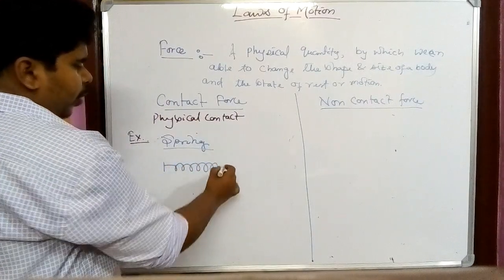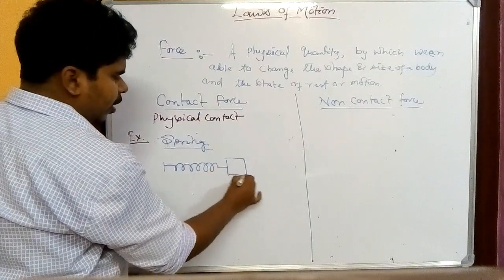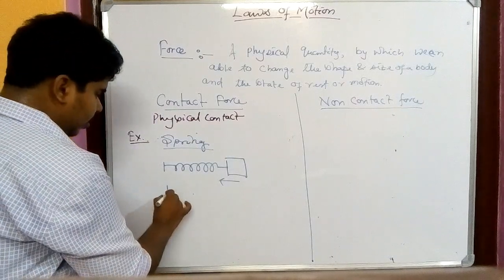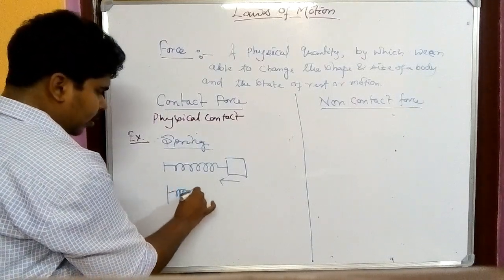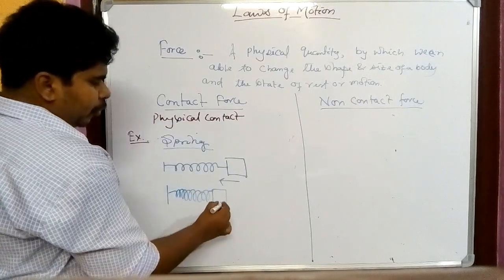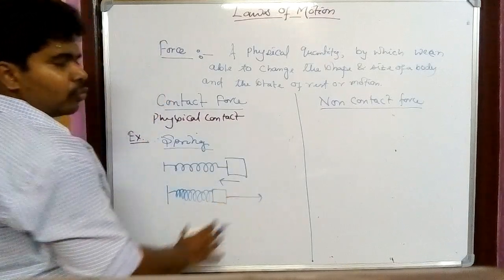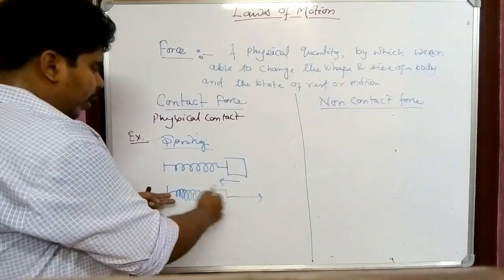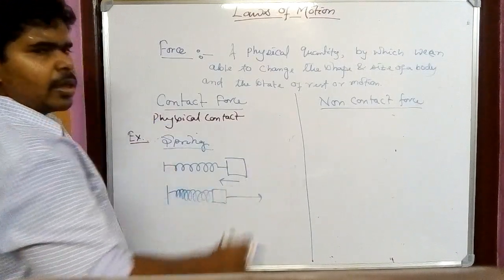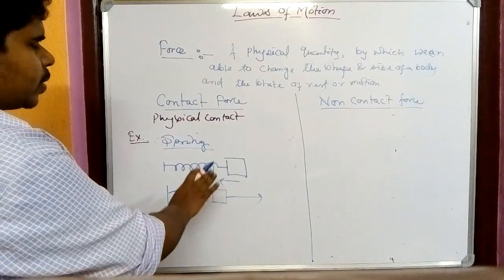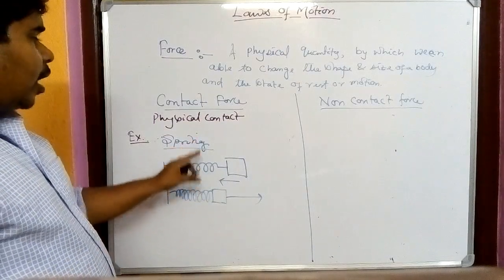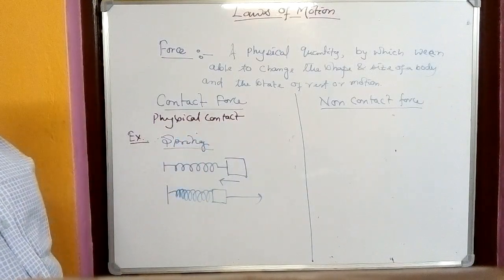Assume you are applying a force here, the spring will compress, and the turns will come together. If you release it, it will again move outward, because we all know that when it is compressed, potential energy is stored. When it is released, it comes outward. So this type of force applied by a spring also needs physical contact. So it is also a contact force.